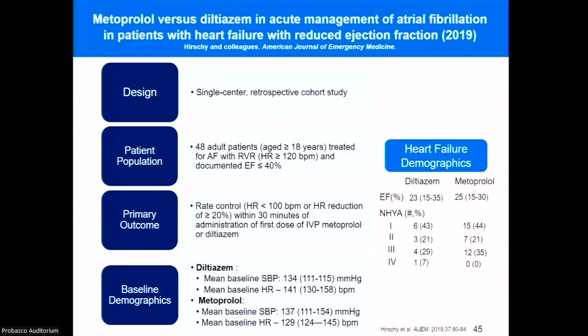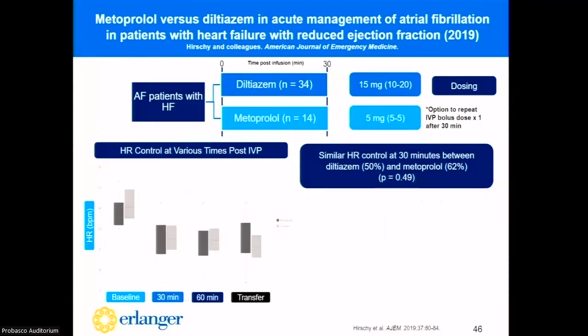As far as comparing blood pressure between these two groups, similar, and then slightly higher heart rate in the diltiazem group at initiation of therapy. So dosing that they saw between these two groups, typically diltiazem had 15 milligrams per kilogram, which is kind of in line with our recommended dosing. Metoprolol was typically just 5 milligrams. And they did have the option to repeat the IV push bolus dose one time after 30 minutes.